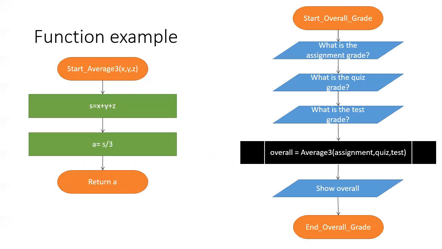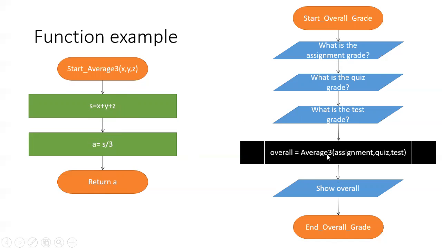So what have we got here? We have a flowchart which represents a function being used. The function is represented to the left. The name of the function is average3 with x, y, z. What it does is it takes three variables which are passed to it, adds them together, then divides them by 3, and then returns the result.